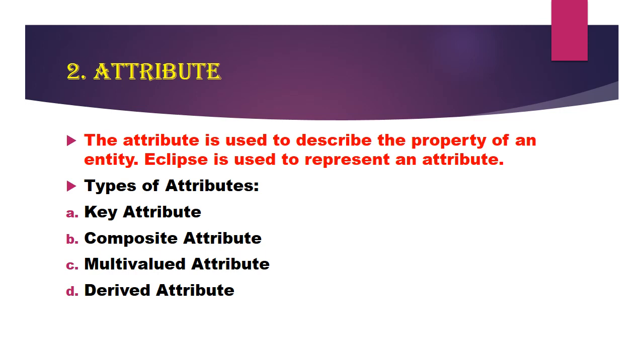The first one is key attribute. It is used to represent the main characteristics of the entity. The second one is composite attribute. It is also an attribute but composed of many other attributes. The third one is multi-valued attribute. It can have more than one value, and the double oval shape is used to represent this. The best example of multi-valued attribute is that if a person can have more than one phone number.